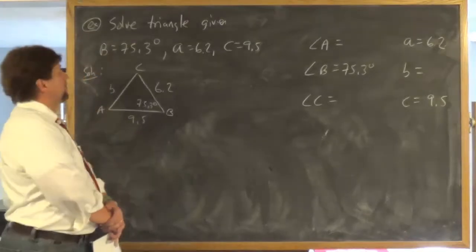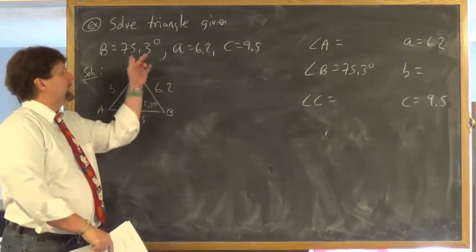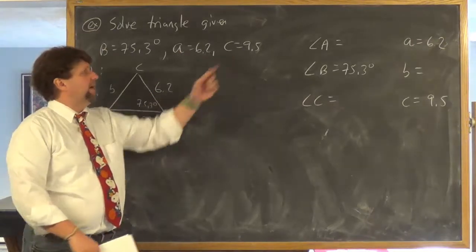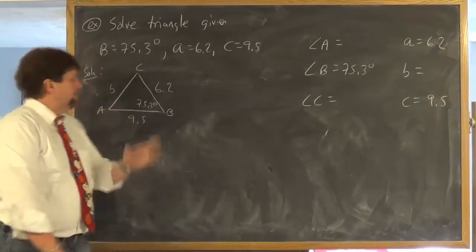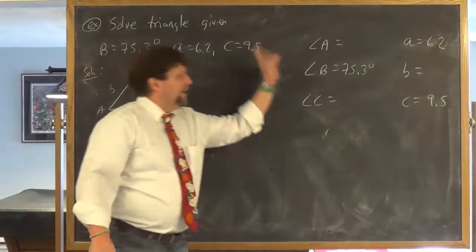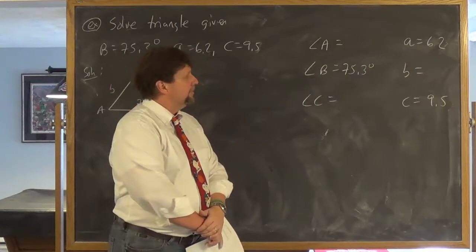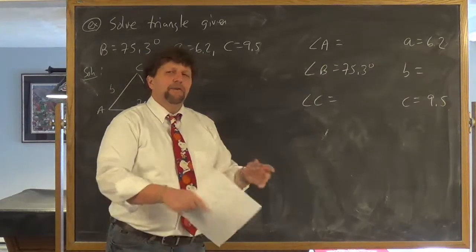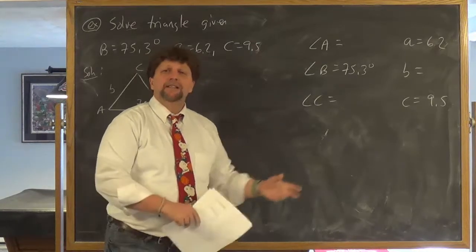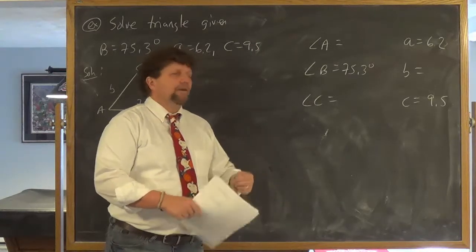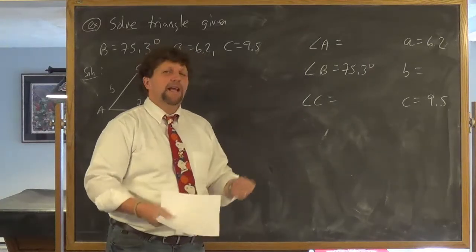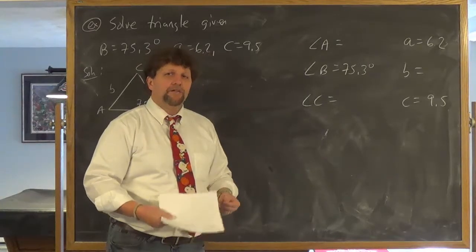Alright, next example, we're going to solve the triangle given angle B is 75.3 degrees, side A is 6.2, side C is 9.5. Here's my generic triangle. I'll put in the given information, and there's my solution area. Notice, and I didn't point this out in the last example, this is a side angle side. The last example was a side-side-side. But really, I have no choice but to start the problem with the law of cosines. I couldn't even entertain starting the problem with the law of sines.